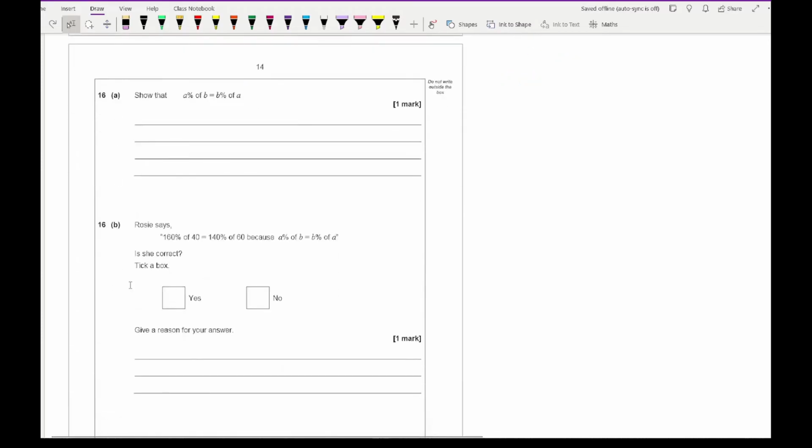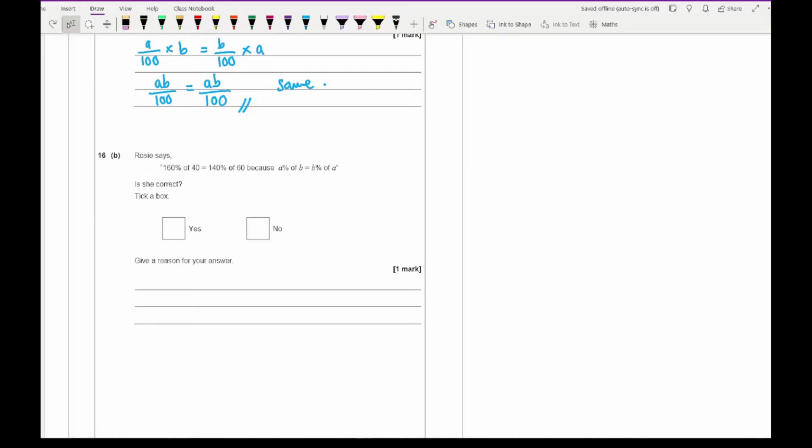Then working out 16a, it says show that A% of B is the same as B% of A. Now there are several ways in which we can do this, but the best way is pretty much old school. So to work out A%, that's going to be A over 100, and of means times, so that's times B. And then B% is going to be B over 100 times A. Now from this, what this becomes is AB over 100 equals, and that's also going to be AB over 100, so therefore it is the same.